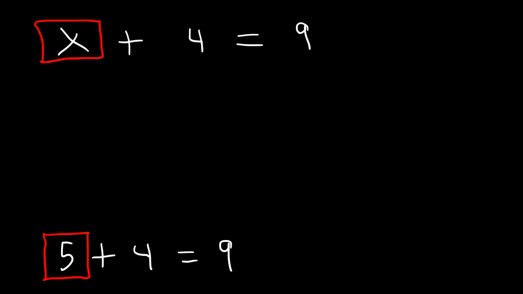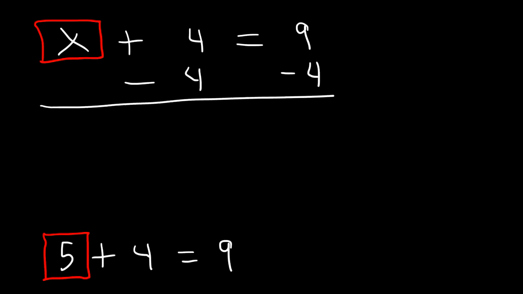Now, to show your work, what you need to do is perform the opposite of addition. The opposite of addition is subtraction. So if we subtract both sides by 4, notice that we'll get the answer. Negative 4 plus 4 is 0, so these two cancel. And 9 minus 4 is 5, so x is equal to 5.